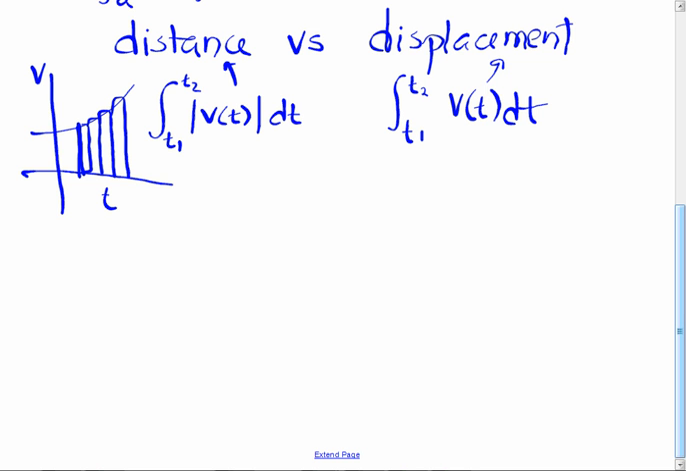What is the integral of f prime of x dx? What's the integral of the derivative?